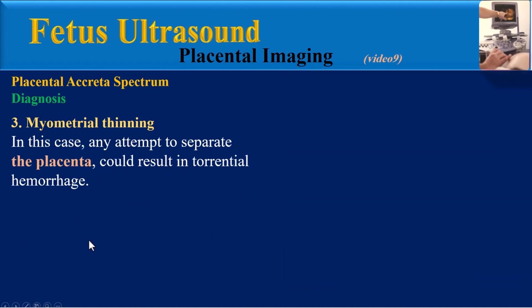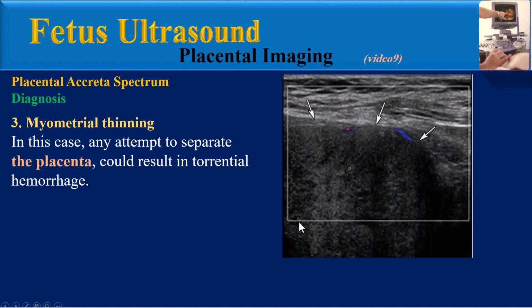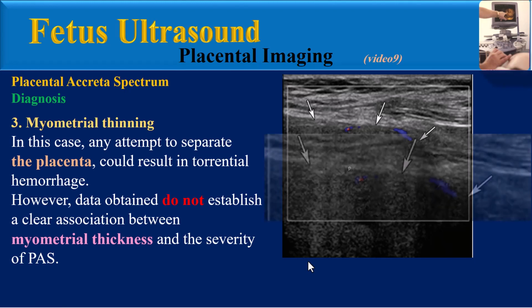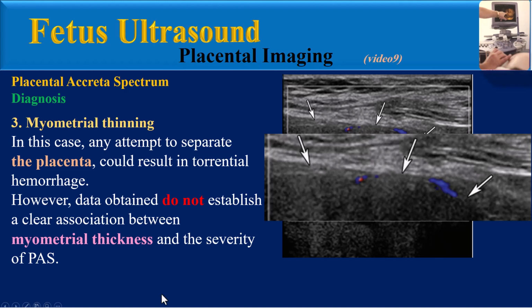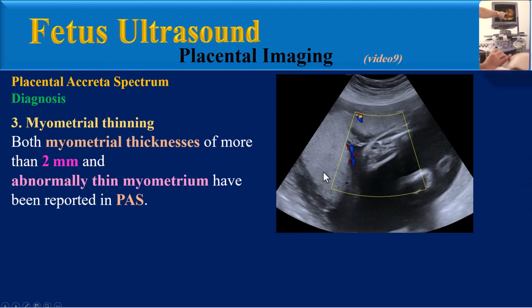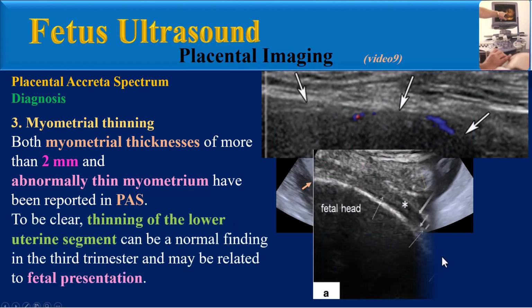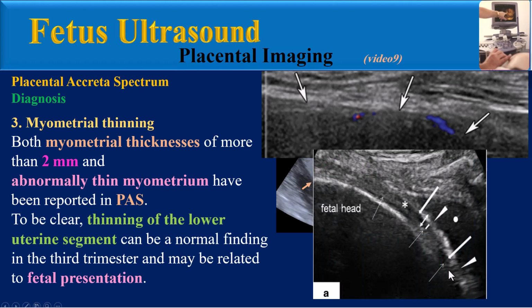In this case, any attempt to separate the placenta could result in torrential hemorrhage. However, data obtained do not establish a clear association between myometrial thickness and the severity of placenta accreta spectrum. Both myometrial thickness of more than 2 mm and abnormally thin myometrium have been reported in placenta accreta spectrum. To be clear, thinning of the lower uterine segment can be a normal finding in the third trimester and may be related to fetal presentation.